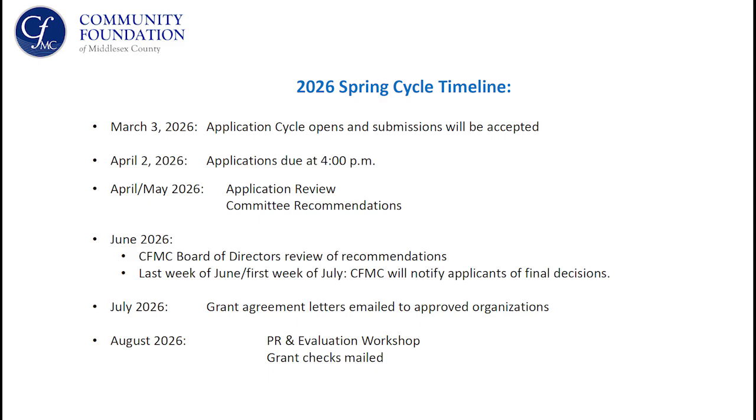We will review applications with our committees during April and May. Our committee will present their recommendations to our board in June. The last week of June and the first week of July, we will notify all of the applicants of final decisions. And we call regardless. If you receive full funding, if you're going to receive partial funding, or if unfortunately we have to deny the application for this cycle, we call everyone. And then you'll get a grant agreement letter. We'll have the PR and evaluation workshop in August, as well as your grant distributions.